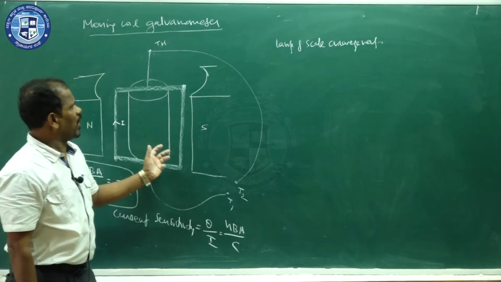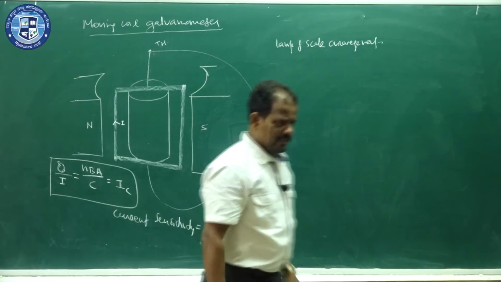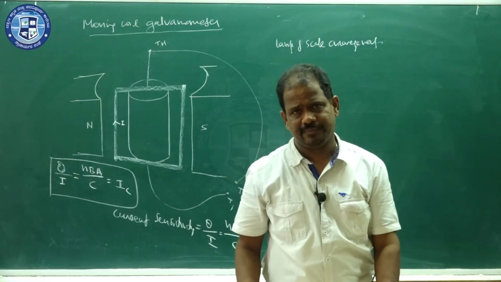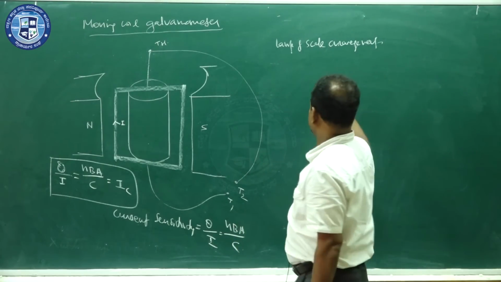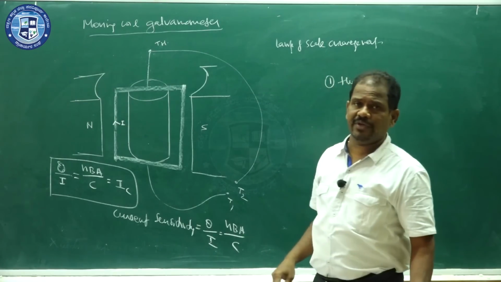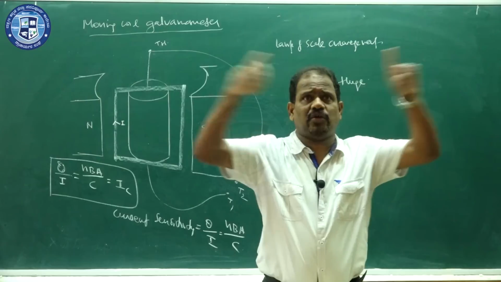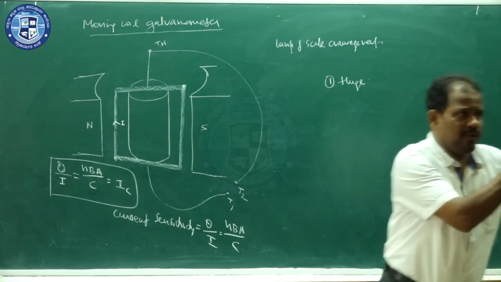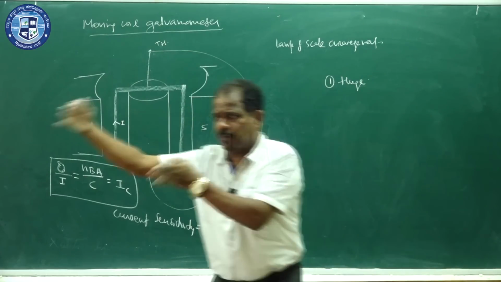So this moving coil galvanometer has a lot of limitations. The first limitation is that it is huge. A moving coil galvanometer is very big, a big circular coil suspended from the roof, with pole pieces on either side.